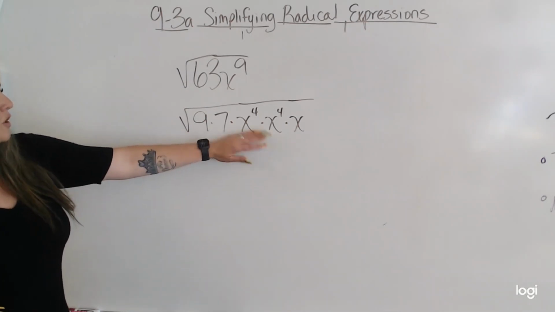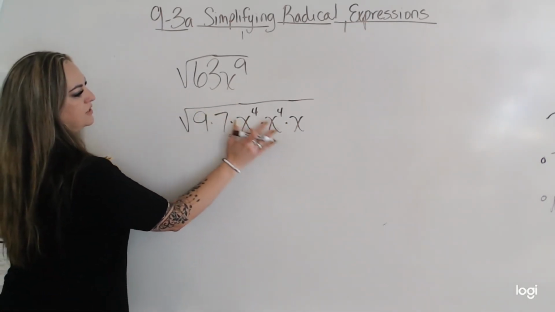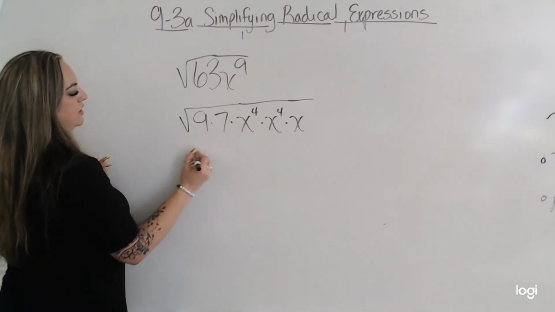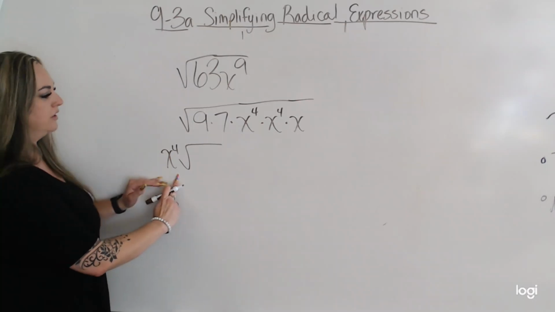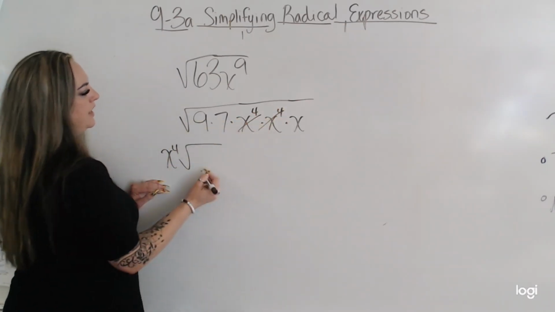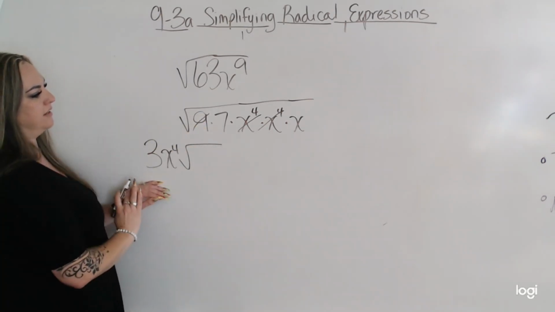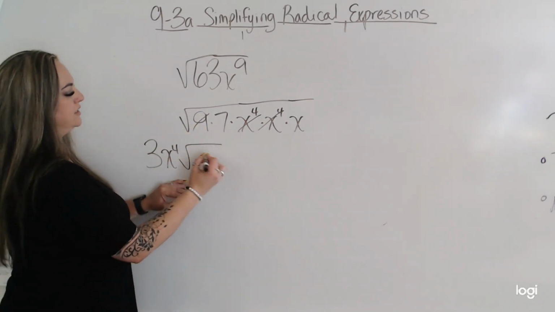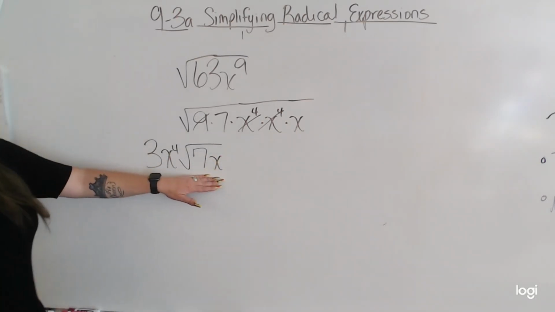Okay, so this means this number has been squared. This undoes that square. So we can pull out x to the 4th, okay? And then the square root of 9 is 3. What's left is we have 7x underneath the radicand.